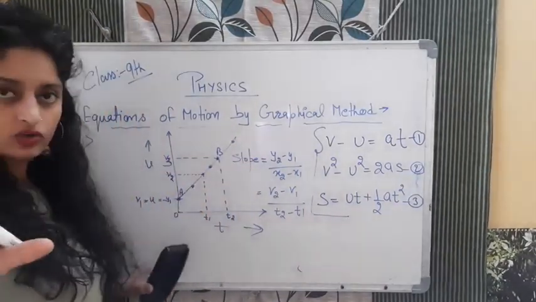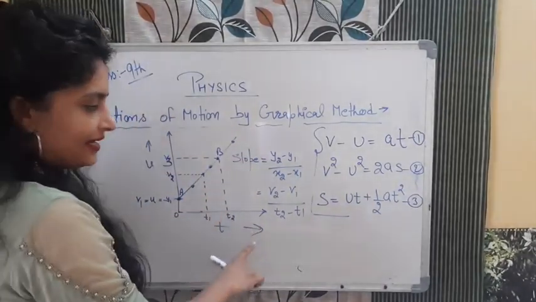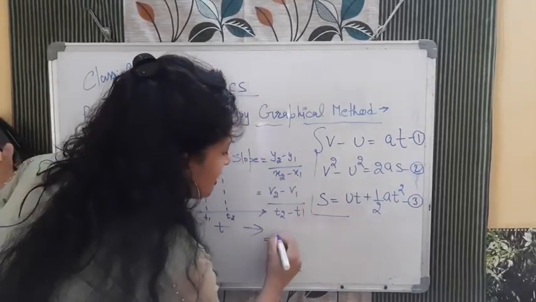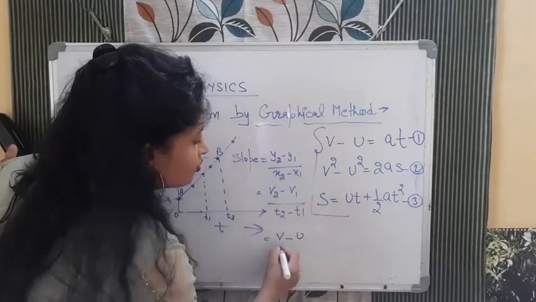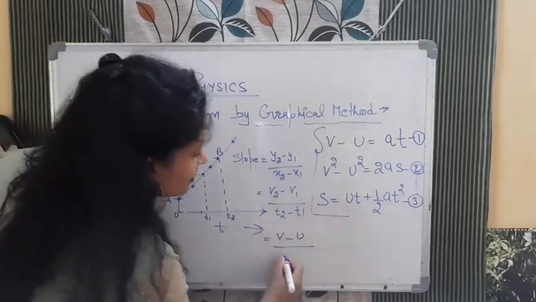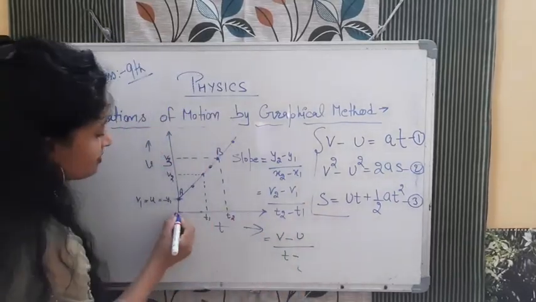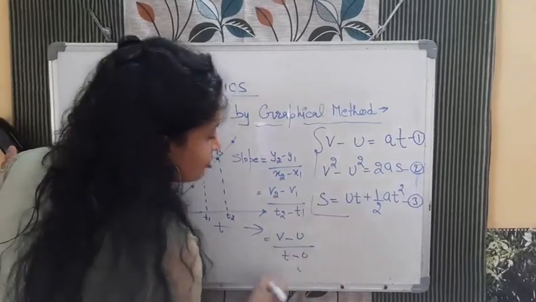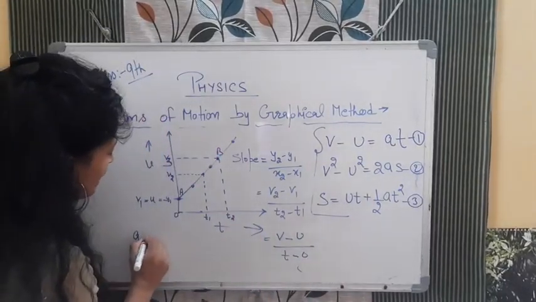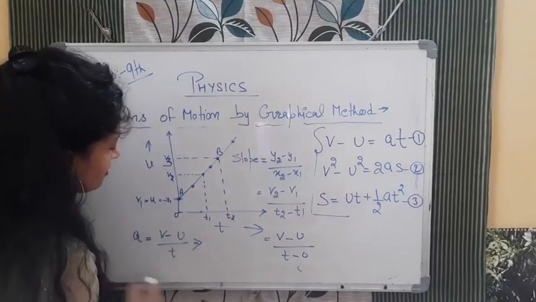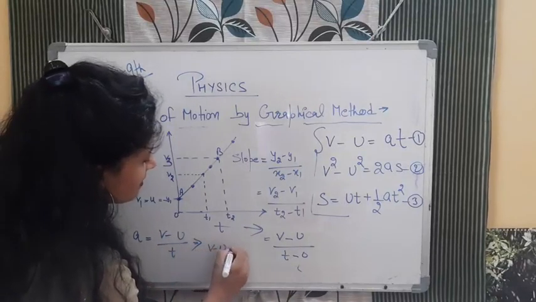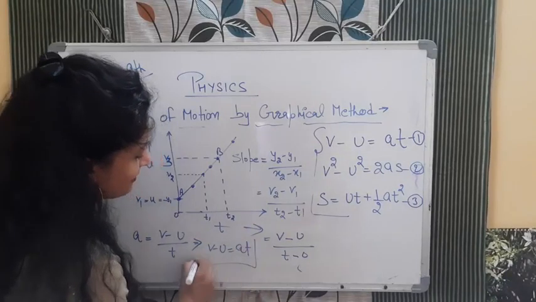So when you are taking 2 points, one is initial and one is final. So what will we write here? Final velocity we will represent with v. Initial velocity we will represent with u. Final time t2 we are taking as t, minus the initial time when it started the journey, so that is 0. So what will come from here? Slope, acceleration: v minus u by t. So when we rearrange this, what will we get? v minus u is equal to at.